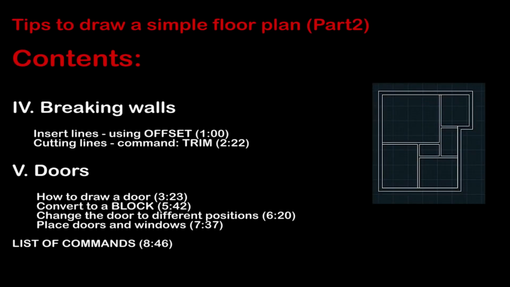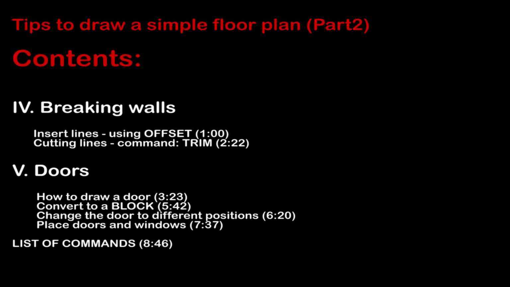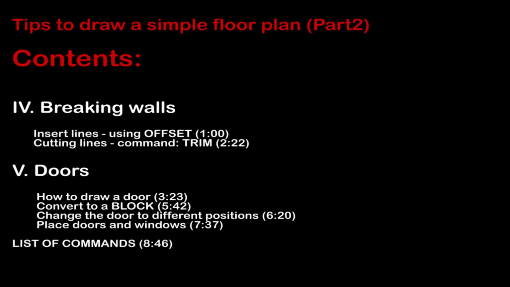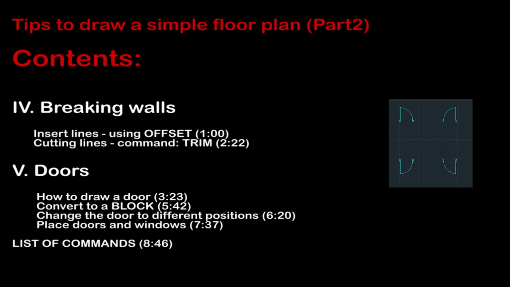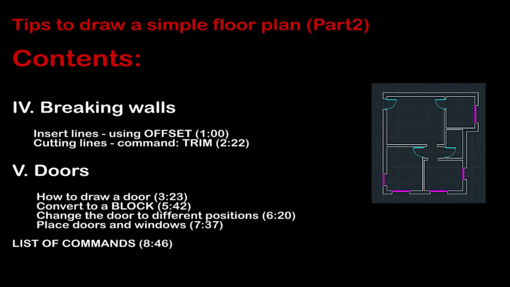The first thing I will do is breaking the walls. This process will be in two phases. First, I will draw lines in the places where I have to put doors and the windows. After, I have to break my walls, so I'm going to use the command trim to do it. In the next section, I will show you how to create a door and, more important, how to rotate and invert it in a very fast and organized way. In the final part of the video, I will place the doors and windows in the drawing.